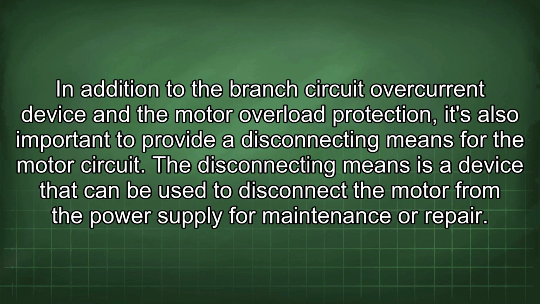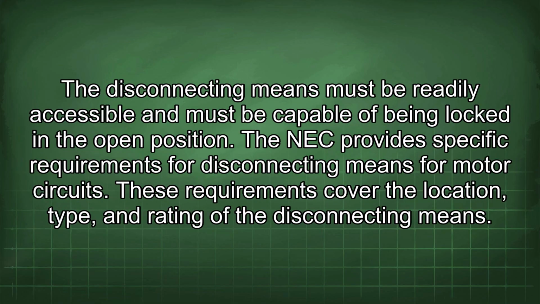In addition to the branch circuit overcurrent device and the motor overload protection, it's also important to provide a disconnecting means for the motor circuit. The disconnecting means is a device that can be used to disconnect the motor from the power supply for maintenance or repair. The disconnecting means must be readily accessible and must be capable of being locked in the open position.